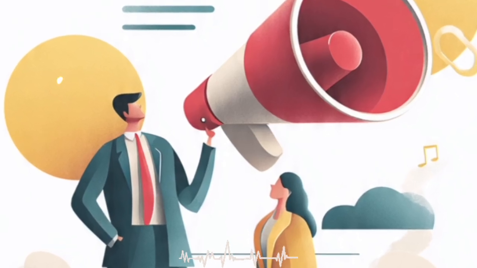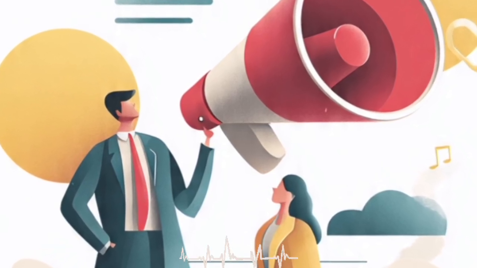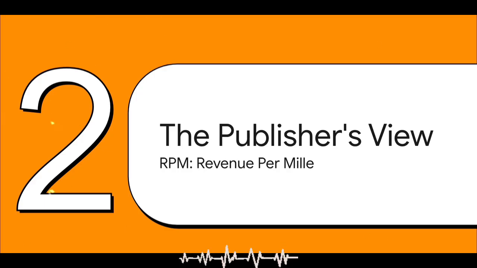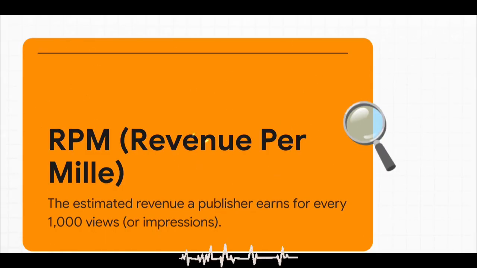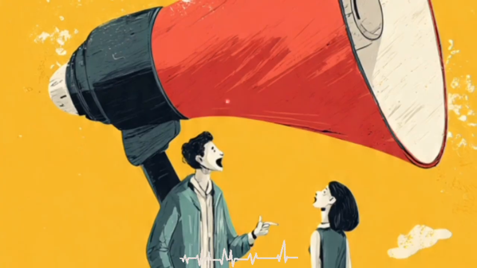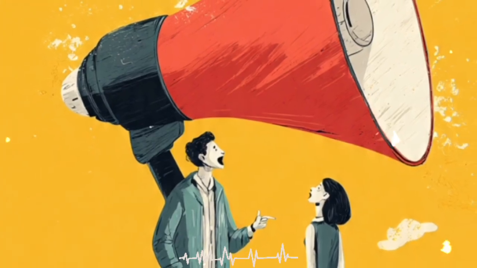Okay, so that's the advertiser side. Now let's flip the coin and look at this from the complete opposite perspective. We're moving over to the publisher, the Wanderer's Guide. And you know what? They're not thinking about cost at all. They're thinking about one thing, revenue. For them, the metric that matters is RPM, or revenue per mille. This is the estimated revenue they earn for every 1,000 views. Did you catch that? That one little word changes everything. We've gone from cost to revenue. For the publisher, the question is, how much money am I actually making from my audience?